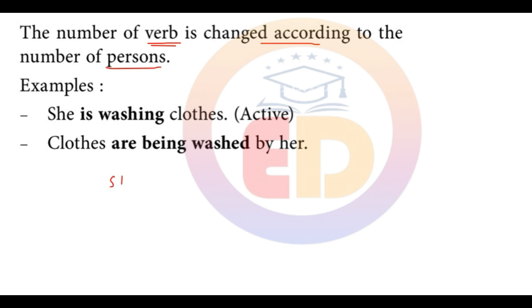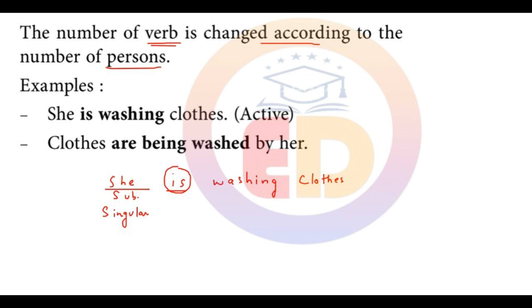She is washing clothes. Now right now this sentence is a present continuous sentence. She is our subject, which is in the singular form, and since the subject is in the singular form, the helping verb we have used is "is", which is in agreement with the singular subject.